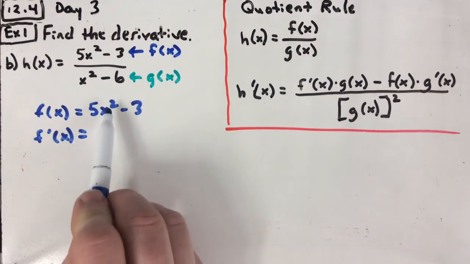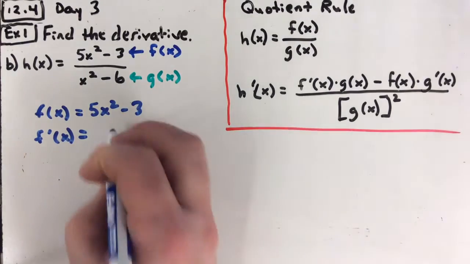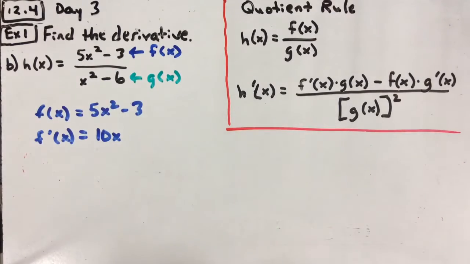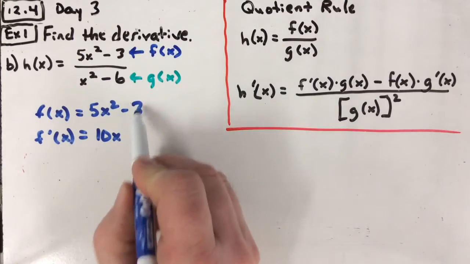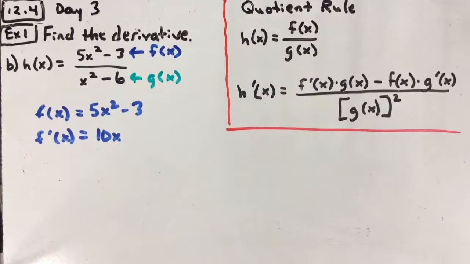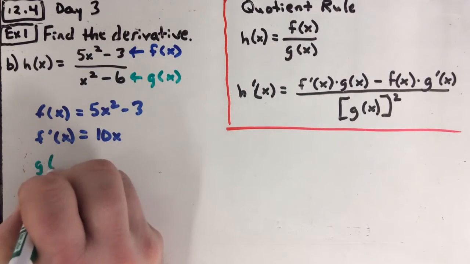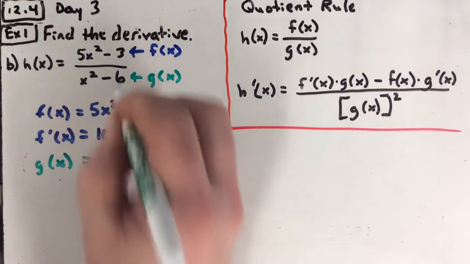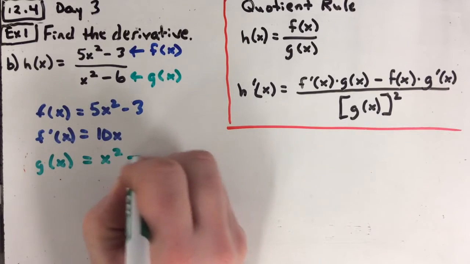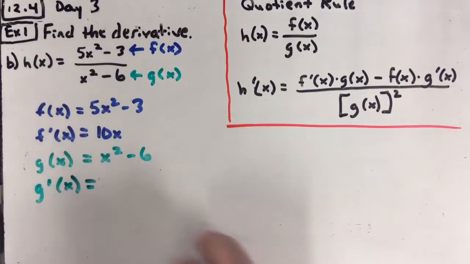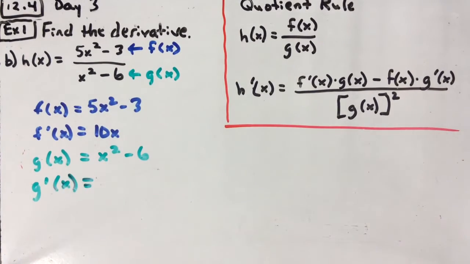Using our power rule, 2 times 5 is 10, and then reduce the power of the exponent by 1, so it would be 10x to the first, or just 10x. The derivative of a constant is 0, so 10x plus 0, or just 10x, is the derivative of function f. G of x is the original denominator, so I'm going to copy that down. And then also copying down its derivative.